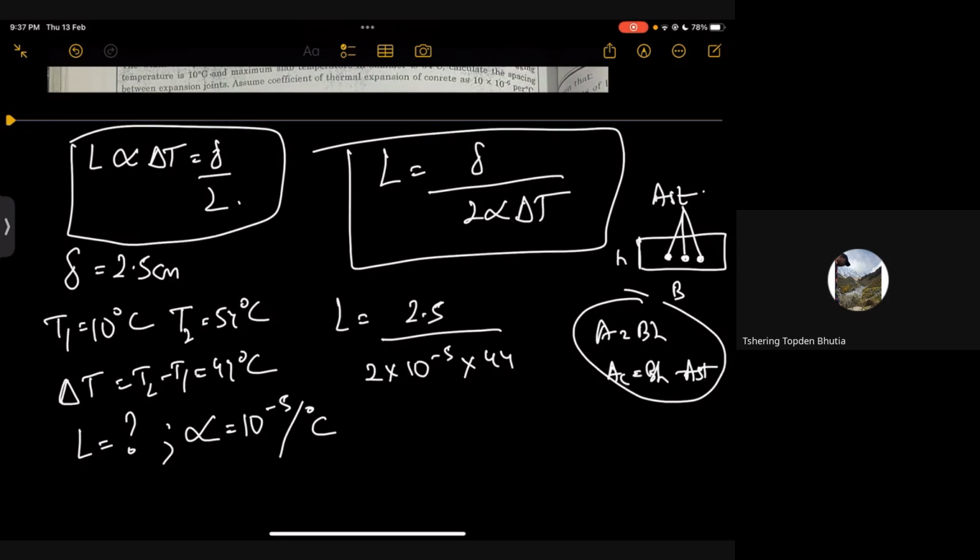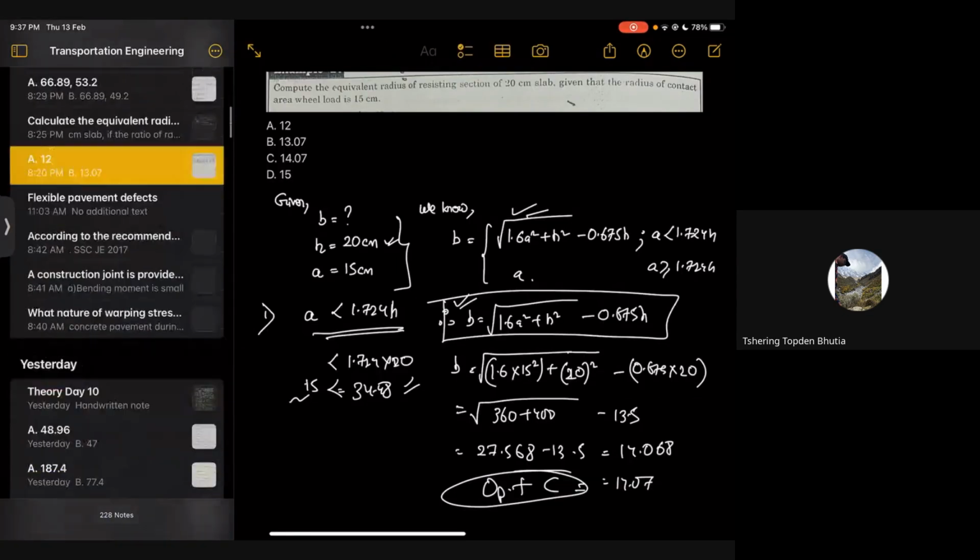Let me check the answer. 2840.9 millimeters or 28.41 meters. Awesome guys, you guys are correct. So more or less we have come to the end of this chapter.